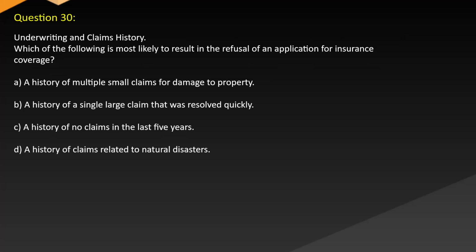Question 30. Underwriting and claims history. Which of the following is most likely to result in the refusal of an application for insurance coverage? A. A history of multiple small claims for damage to property. B. A history of a single large claim that was resolved quickly. C. A history of no claims in the last 5 years. D. A history of claims related to natural disasters.